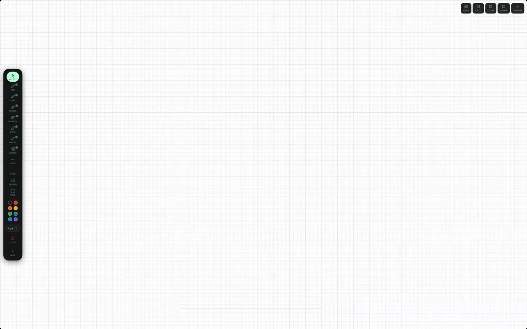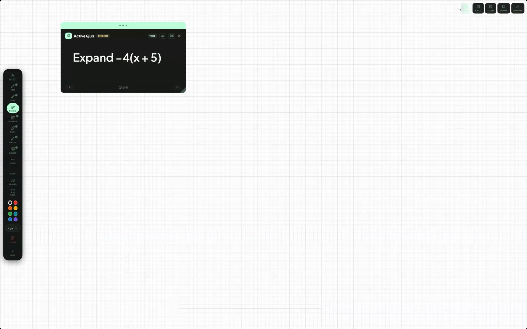Okay, welcome back. So today we're looking at another skill involving expanding brackets, and that is how we expand brackets when we have a negative value out the front.